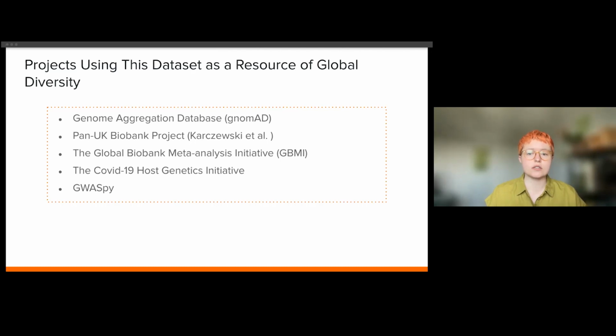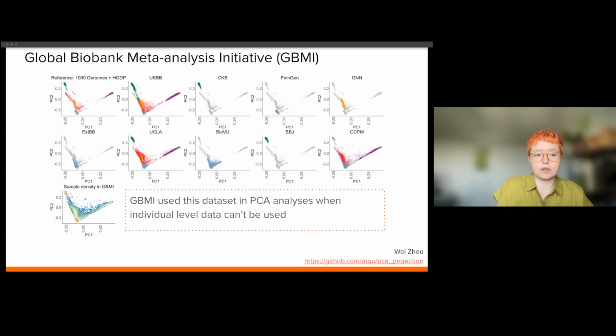Our SNV loadings, or single nucleotide variant loadings, are freely shared so that user cohorts can be aligned to the same PC space as our reference panel. And for an example of what that means, here's how GBMI used our data set to align the PC data to jointly look at ancestry when individual level data could not be shared. Harmonizing ancestry analysis with this resource served as a quality control measure to ensure that ancestral groupings were being applied consistently and that control for population stratification was being performed adequately.